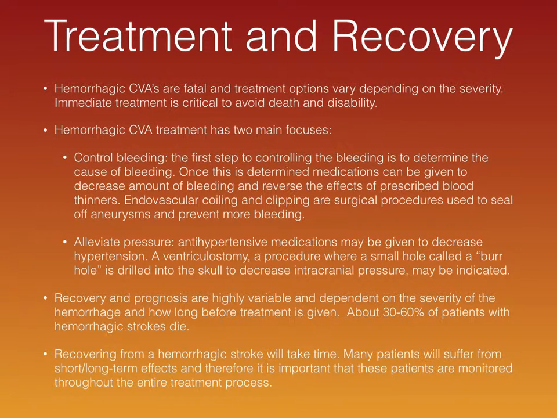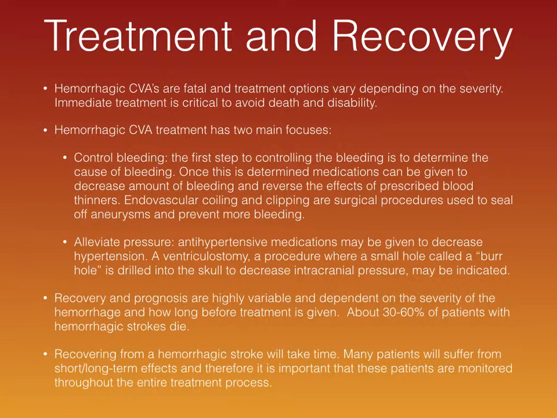Hemorrhagic CVAs are fatal, and treatment options vary depending on the severity. Immediate treatment is critical to avoid death and disability. So treatment for hemorrhagic stroke has two main focuses: to control the bleeding and to alleviate the pressure. The first step to control the bleeding is to determine the cause of bleeding. Once this is determined, medications can be given to decrease the amount of bleeding.